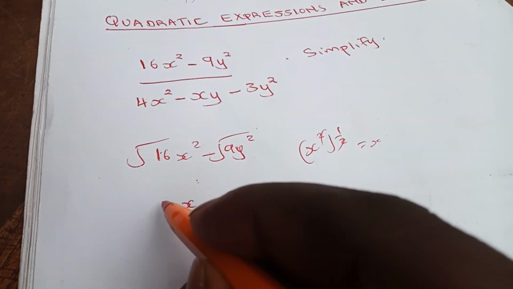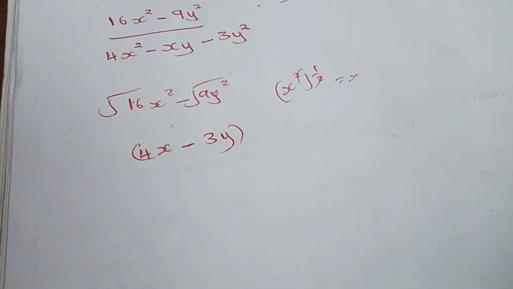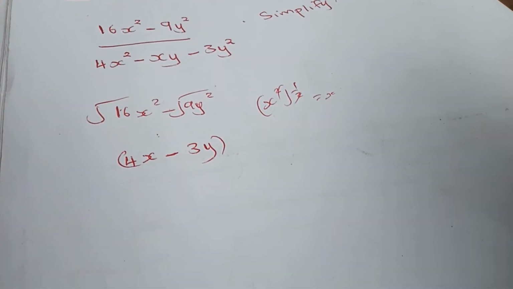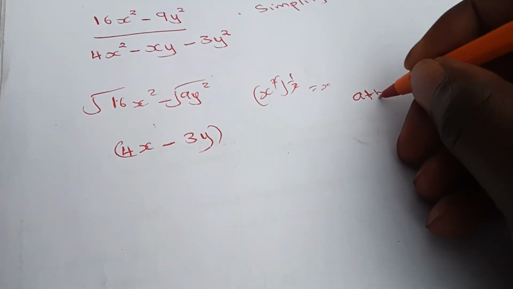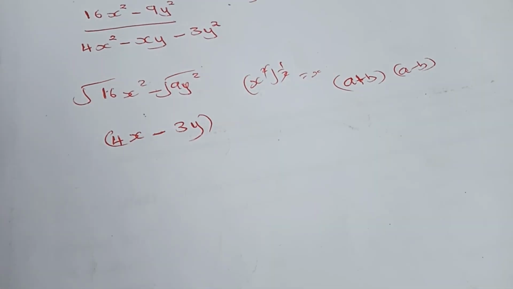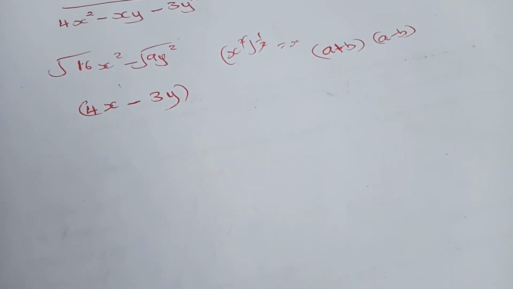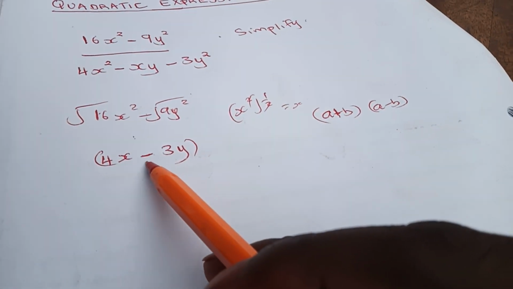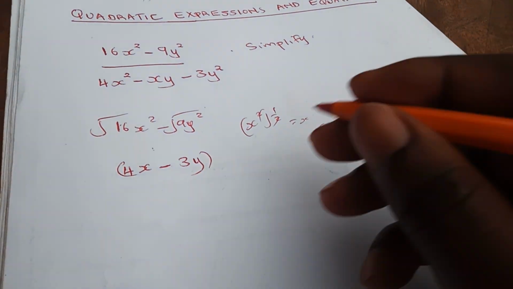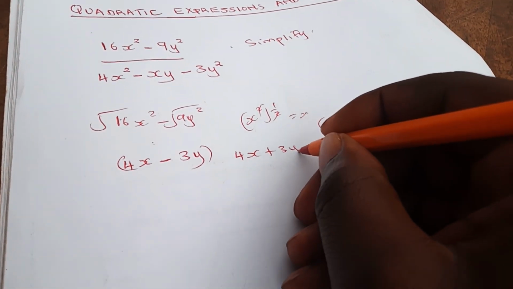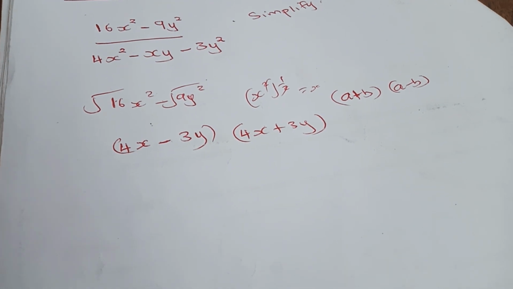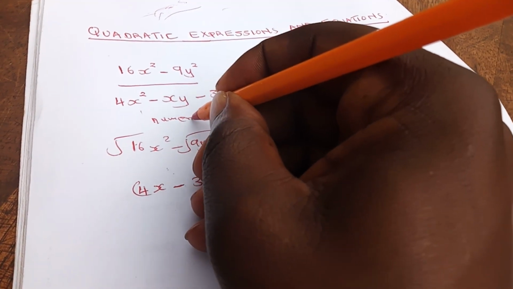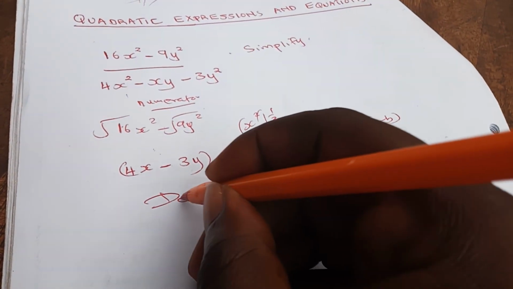And remember, we all know that a plus b into brackets a minus b is equal to a squared minus b squared, which is the same concept. So it's the same concept we are going to apply here. We are just going to change the sign here to have 4x plus 3y, and we've solved the numerator. This is the numerator. You go to the denominator.